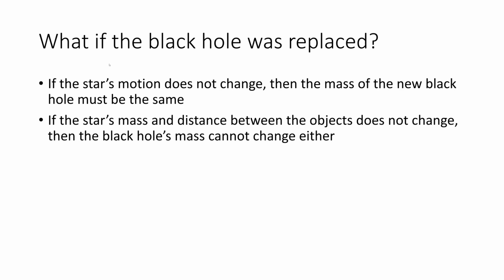Finally, if the black hole was replaced with another one but the star's motion did not change, then the new black hole must have the same mass as the old one. In the gravitational force equation, the only variables are the mass of the two objects and the distance between them. If the star's mass and the distance do not change, then the black hole's mass cannot change either.